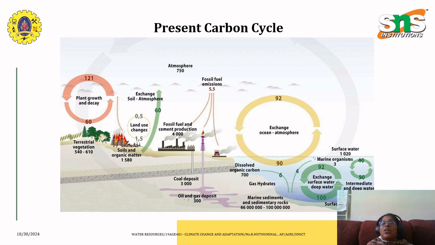The dissolved organic carbon comprises about 700. The gas hydrates and the marine sedimentary rocks comprise about 66 lakhs to 10 million, and the marine organisms and the surface water comprise about 2020. The intermediate and deep water is 38,000 to 40,000, and the surface sediment is about 150.